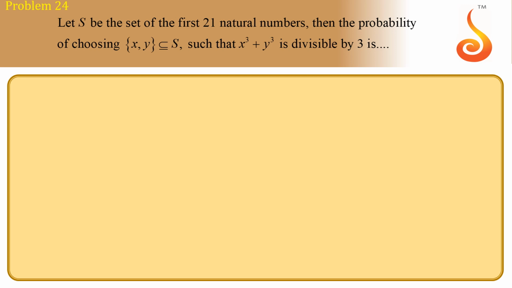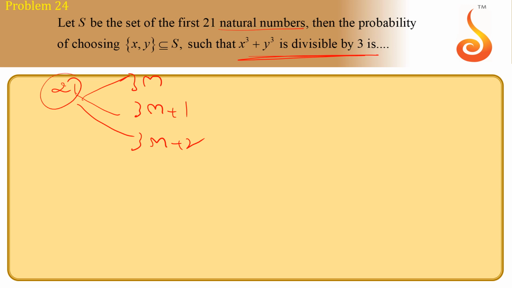Let S be the set of first 21 natural numbers. Then the probability of choosing two numbers x, y from S such that x cube plus y cube is divisible by 3. Since it is divisible by 3, the 21 natural numbers I will divide into 3 groups: 3m, 3m plus 1, 3m plus 2, each containing 7, 7, 7. So there will be 7 natural numbers in each group. So totally 21, no? That's why the denominator will be 21C2.